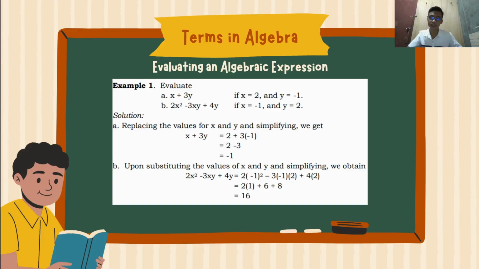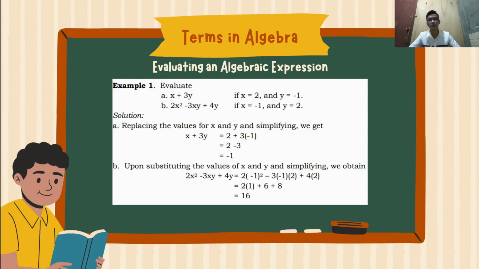Letter B, upon substituting the values of x and y and simplifying, we obtain 3x squared minus 3xy plus 4y. It is equal to 3 times negative 1 raised to 2, or squared, minus 3 times negative 1 times 2, plus 4 times 2.